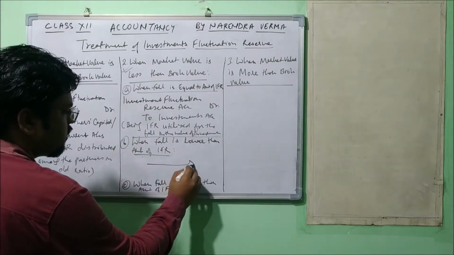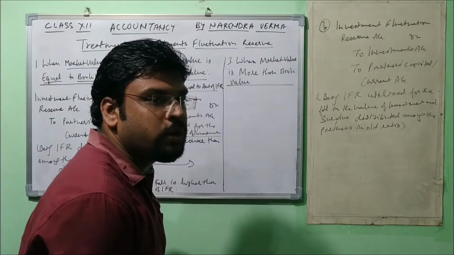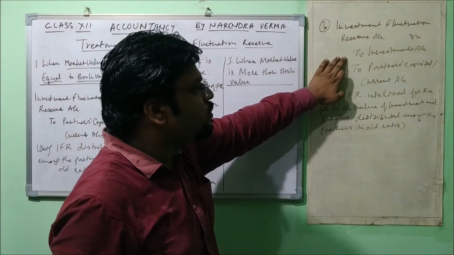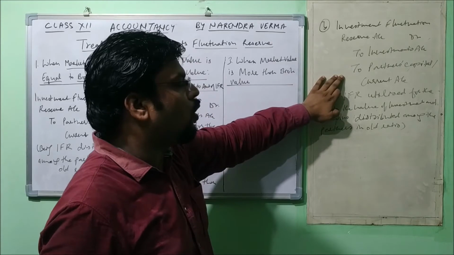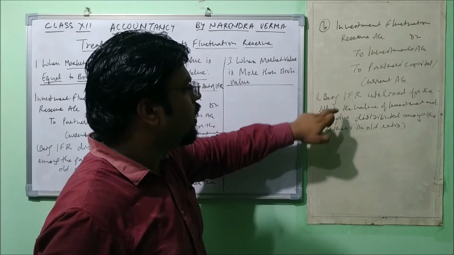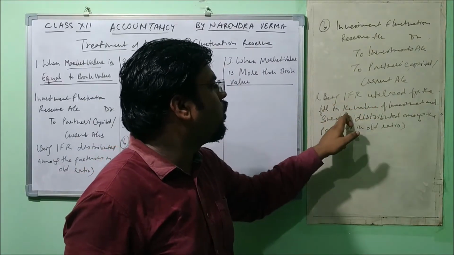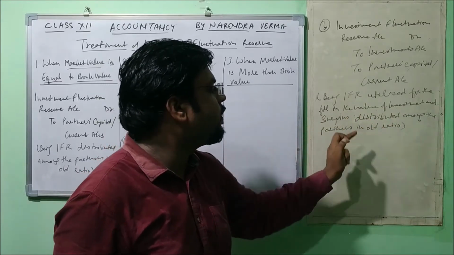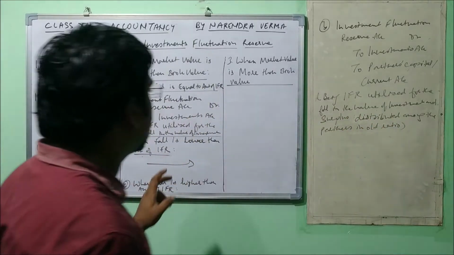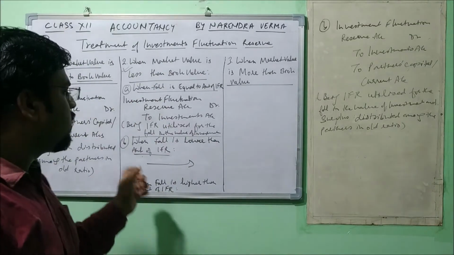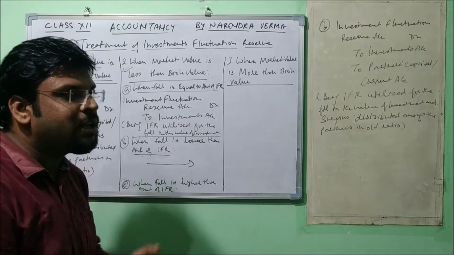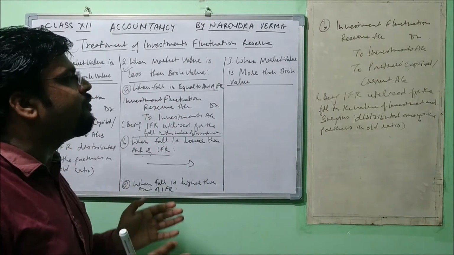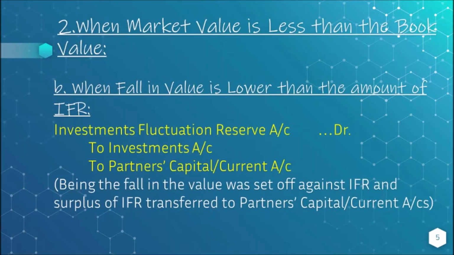I take this case B here. Now you can have a look: investment fluctuation reserve account debit, to investment account, to partners' capital or current account, being IFR utilized for the fall in the value of investment and surplus distributed among the partners in old ratio. Very first we will compensate the amount out of IFR, then the remaining amount in the IFR will be distributed among the partners. Understood?